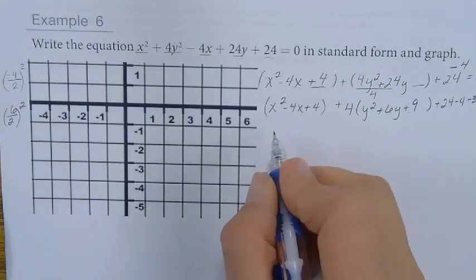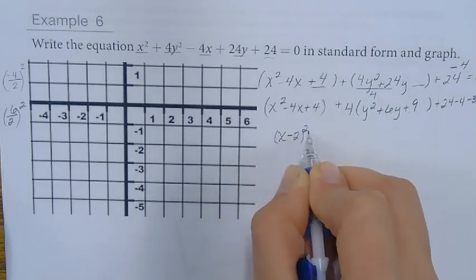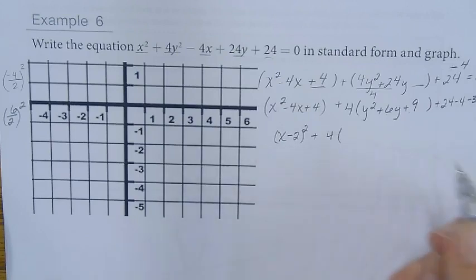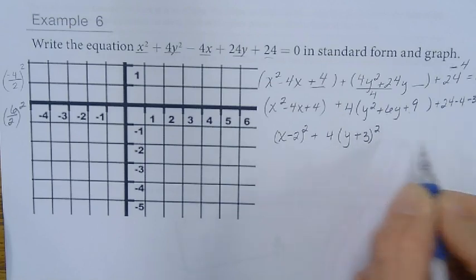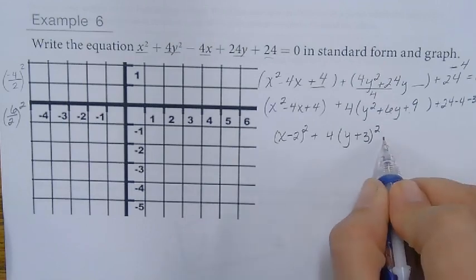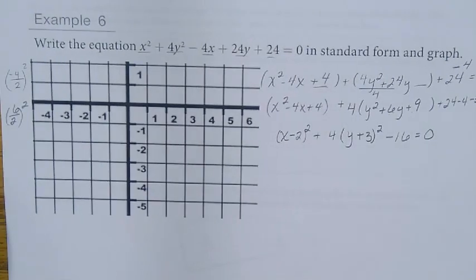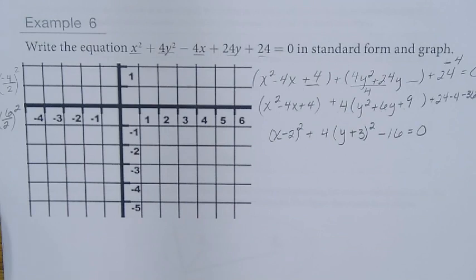Okay, let's go ahead and write those each as a perfect square. So that would be x minus 2 squared plus 4 times y plus 3 squared, and that's going to be minus 16. So now I'm getting closer. So I'm going to move this 16 to the other side.